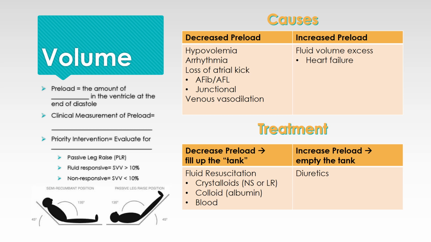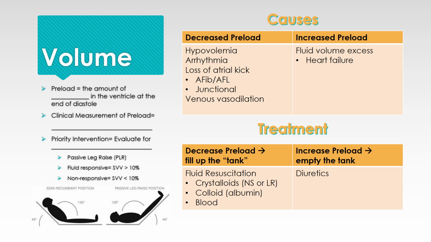Okay, so when we're talking about hemodynamics, our priority intervention is to first evaluate the fluid responsiveness of the patient. We do this with a technique called the passive leg raise. The passive leg raise looks at stroke volume, and stroke volume is considered a more accurate indicator. So we start the patient in a semi-recumbent position, and we get our baseline stroke volume and data. And then we put their head down and elevate their feet. We do this for about 2 to 3 minutes, and we get new data.